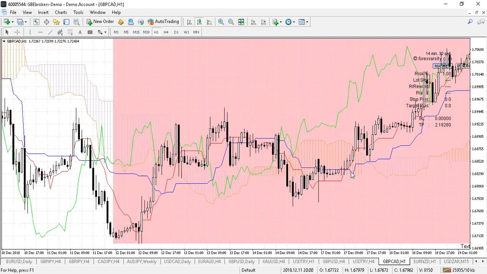Next, the red crosses above, but we're still in that cloud. So again, it's not a good time to actually place a trade within that cloud.